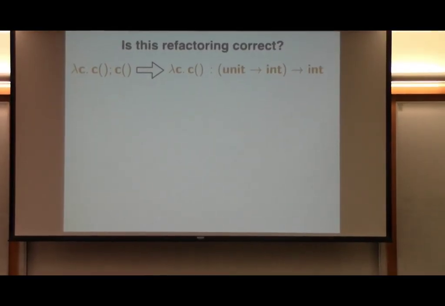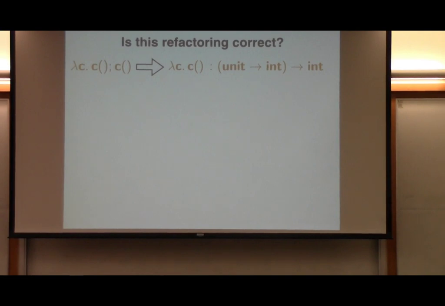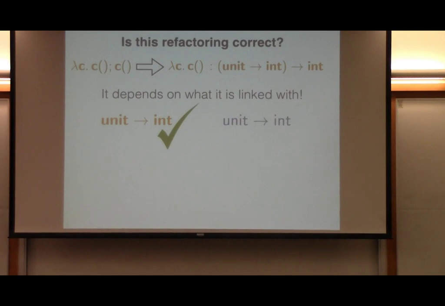So the question of whether this refactoring is correct depends on what I will eventually want to link with, or be forced to, or be allowed to. The thing is, the programmers don't have much control. If I say that I'm expecting a unit arrow int function, an orange pure unit arrow int function, I have in mind a pure function. But what happened there is a blue unit arrow int function flowed into my orange function. And if that happens, that guy can be stateful, and then my refactoring is no longer valid.